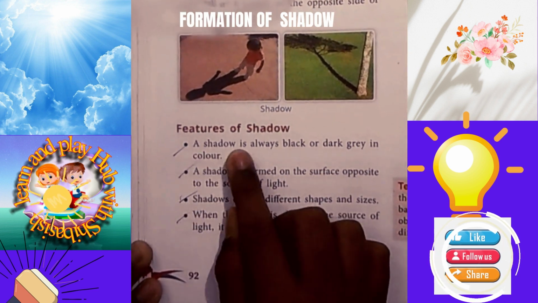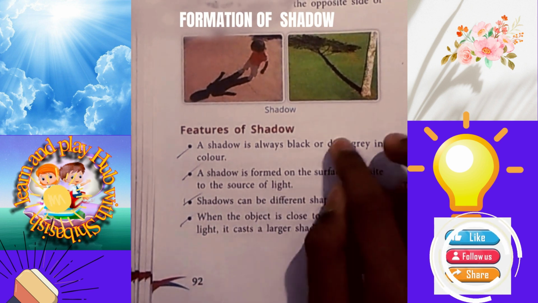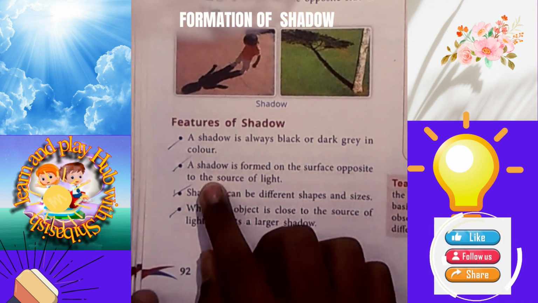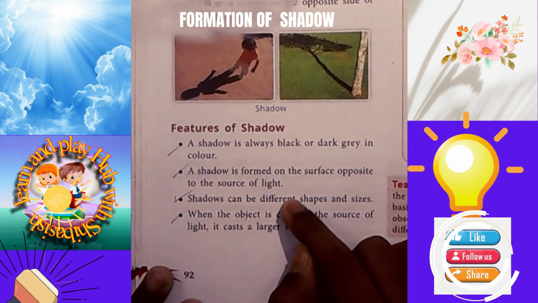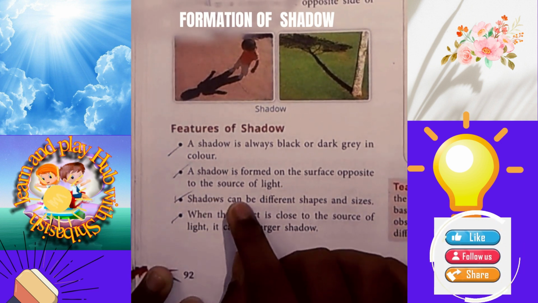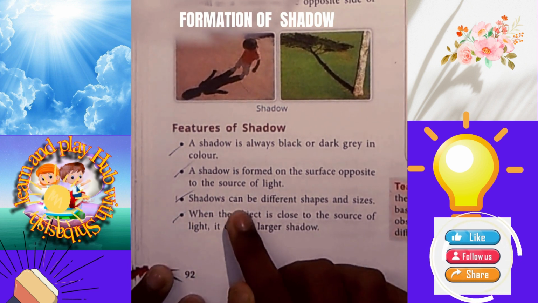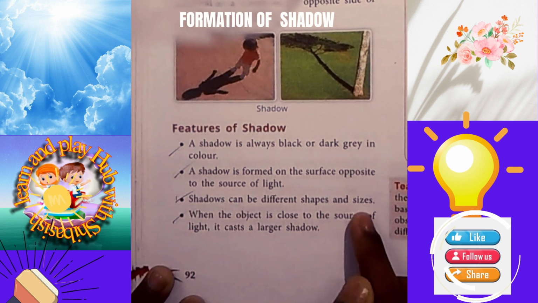Next, features of shadows. A shadow is always black or dark gray in color. A shadow is formed on the surface opposite to the source of light. The shadow can be different shapes and sizes.